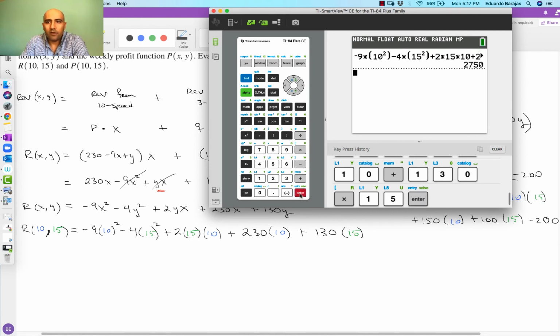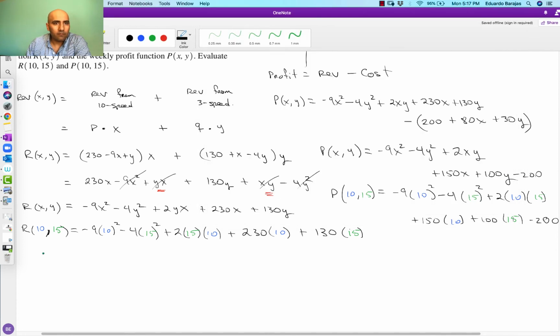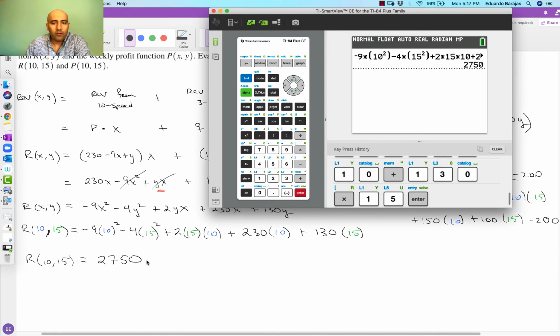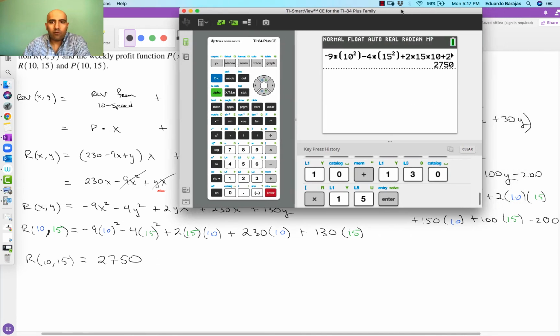Enter. Okay, so 2750 is this one. So r of 10 comma 15 is 2750. Good. And then that's the revenue collected.